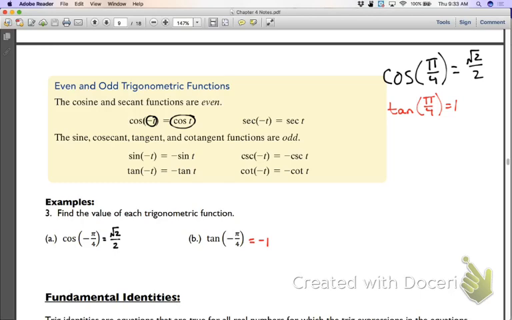Cosine and secant, if you go in a positive direction or a negative direction, it is not going to change your value. That x value is always going to be the same. But for sine and tangent and cosecant and cotangent, it's going to be the opposite of whatever your original is. If your positive is a positive, then your negative is going to be a negative. If your positive is a negative, then your negative is going to be a positive. It's going to be the opposite. Remember, odd is opposite, even is the same.